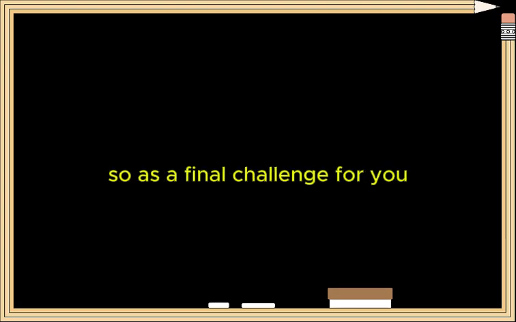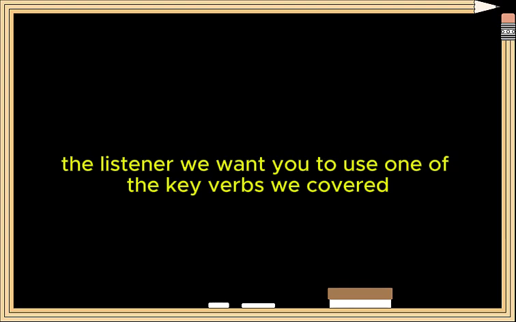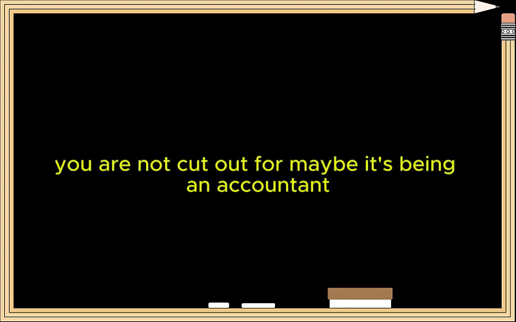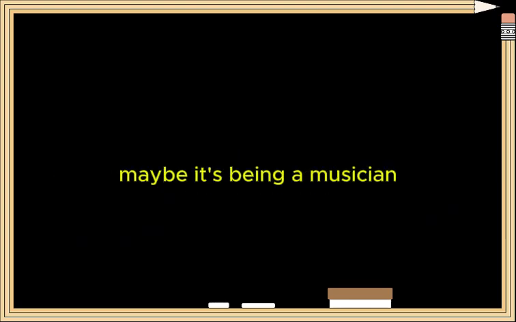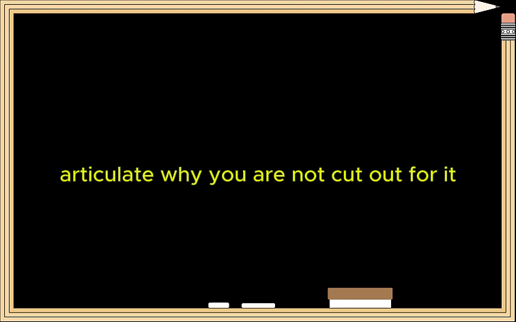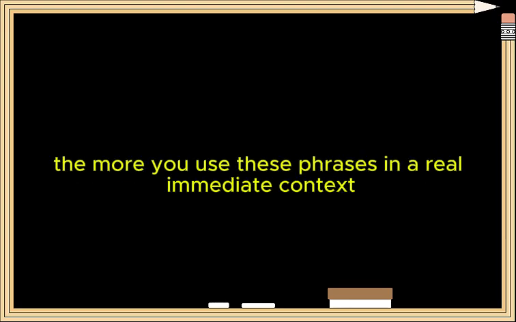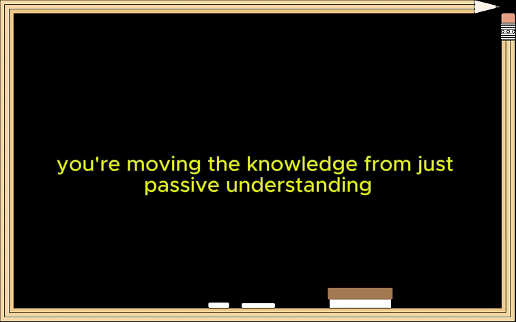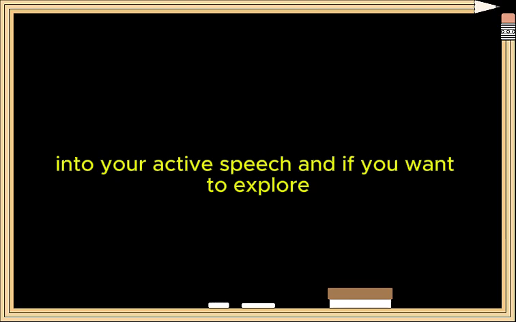So as a final challenge for you, the listener, we want you to use one of the key verbs we covered. Think about a job or an activity that you know for sure you are not cut out for. Maybe it's being an accountant, maybe it's being a musician. Whatever it is, try to say it out loud to yourself or to a friend. Articulate why you are not cut out for it. The more you use these phrases in a real, immediate context, the faster they'll stick. If you can answer that question, you're moving the knowledge from just passive understanding into your active speech.